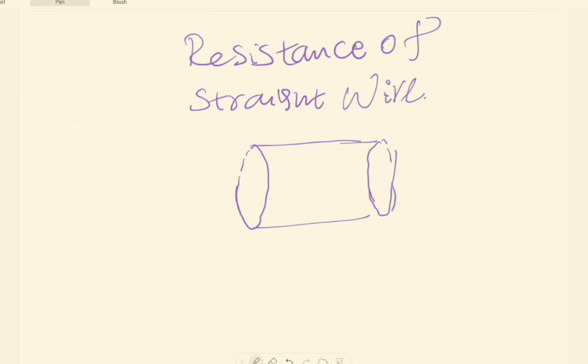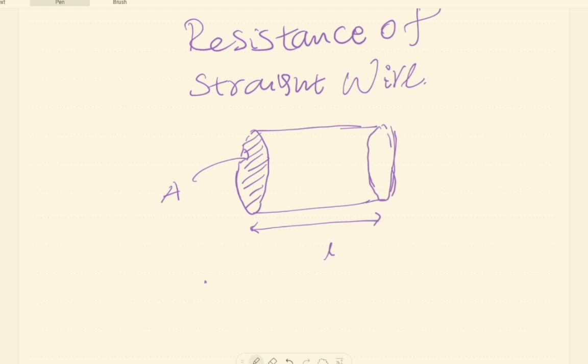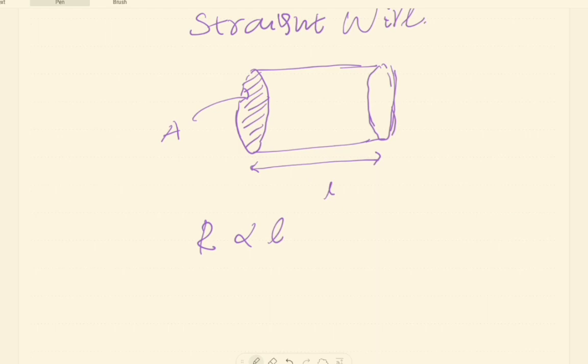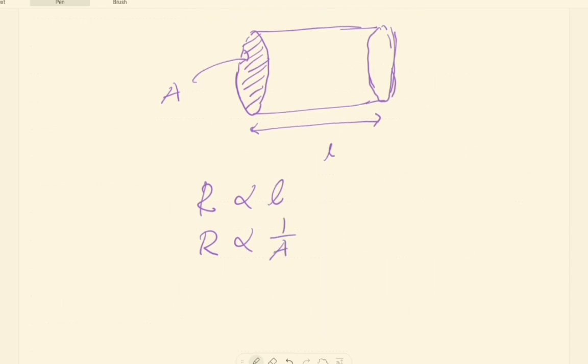Any wire, if you cut it to a certain length L, will have a cross-sectional area A. The resistance of a straight wire, by definition, is proportional to the length of the wire. That is an experimental fact that we find in the laboratory. The resistance is also inversely proportional to the cross-sectional area of the conductor.